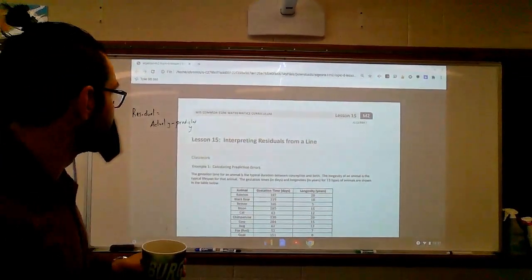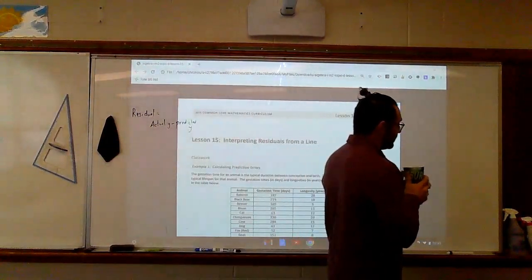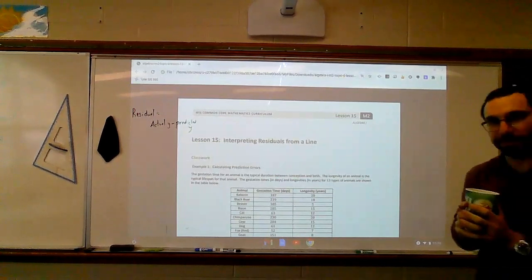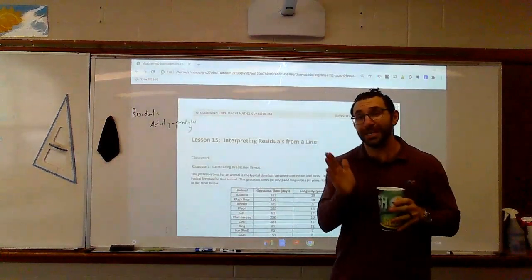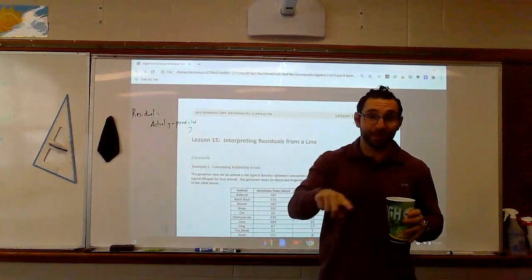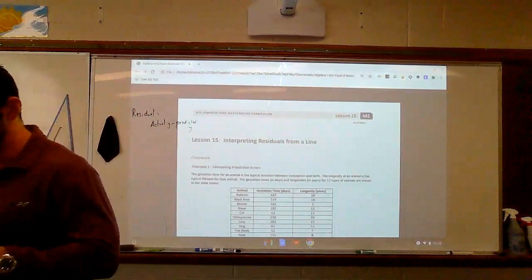Okay, so we are on lesson 15, interpreting residuals from a line. Again, residuals are going to tell me whether my line of best fit is a good choice. And it's also going to tell me, hey, you might not have enough data, but it's not just going to be a linear line. Even though it looks right now like it's linear, it might be a quadratic, it might be an exponential. And we use residuals to find that out.